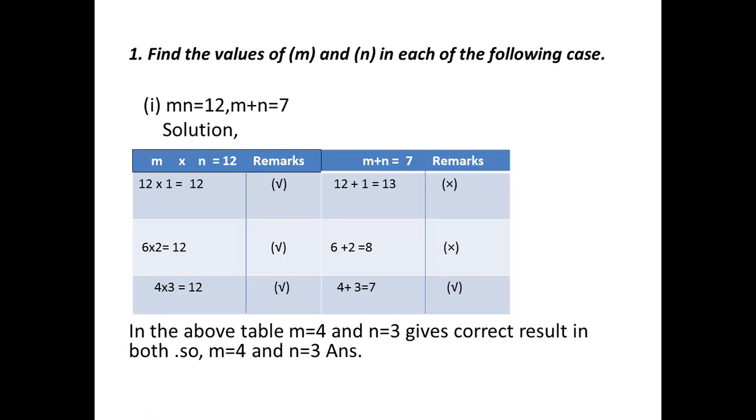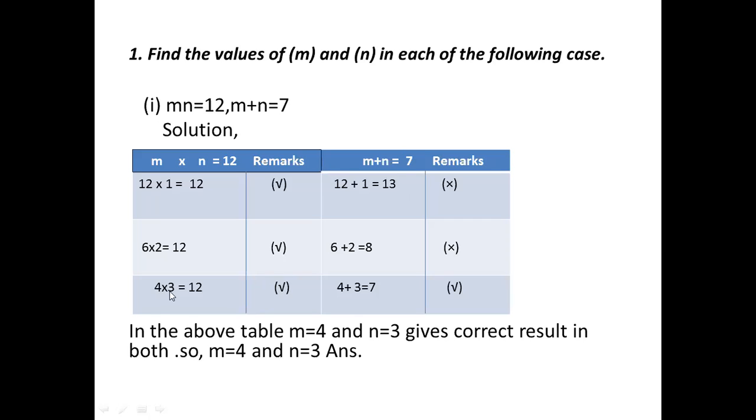Now let's see here. 12 into 1 is 12. It's correct. Remarks is correct. Now let's add them. 12 plus 1 is 13. Remarks is incorrect. Now let's find other two numbers. m into n, 6 into 2, 12. It's correct. And 6 plus 2, the same numbers we multiplied we have to add here. 6 plus 2 is 8. It is incorrect. Remarks incorrect.